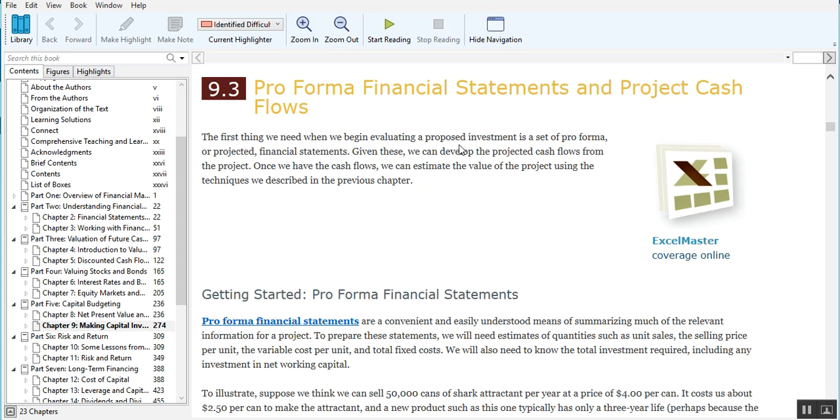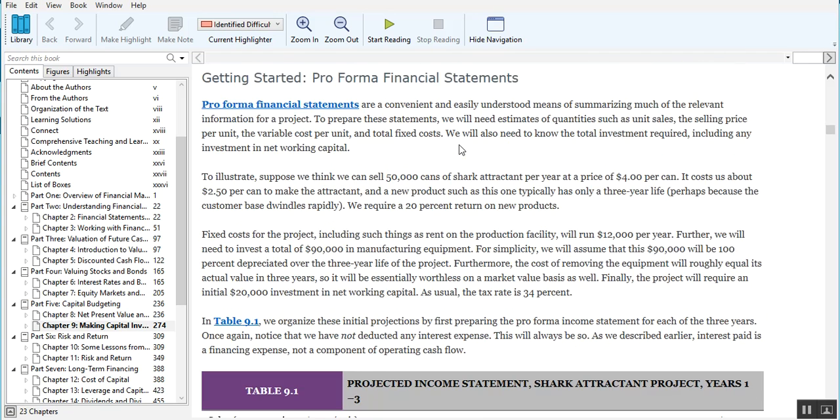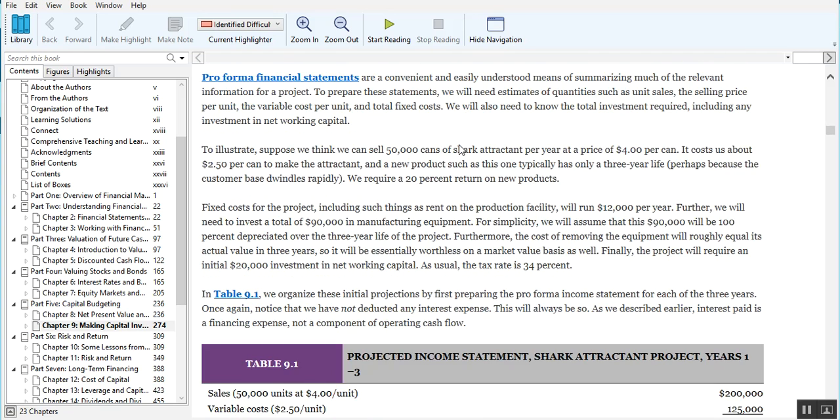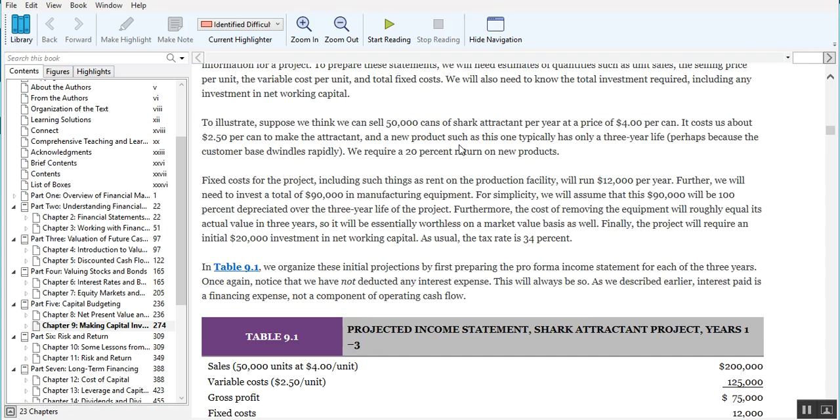So we're going to start with pro forma financial statements, and this really relates to the details around the project itself. Pro formas are really where we take the information they give us and create an income statement. So in this case, they're telling us we're going to make Shark Attractant. I don't know who'd want to buy it, but we're going to make it evidently. We're going to sell it for $4 a can, and it'll cost us $2.50 to make.